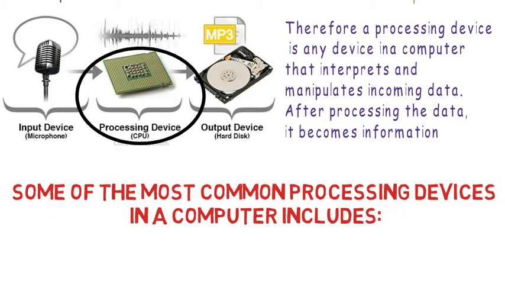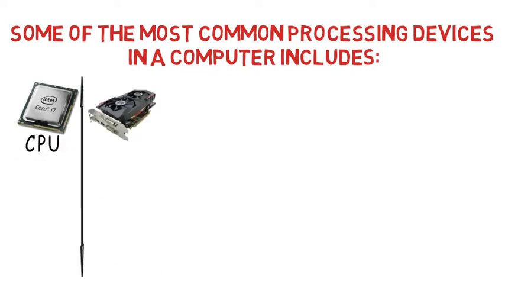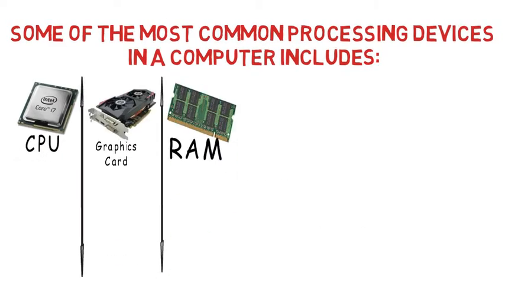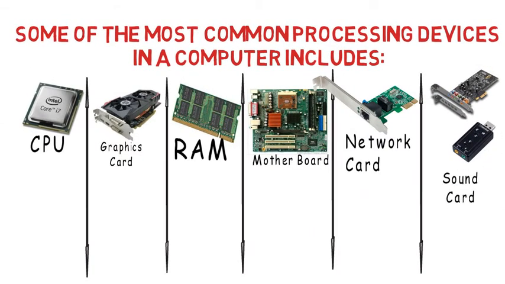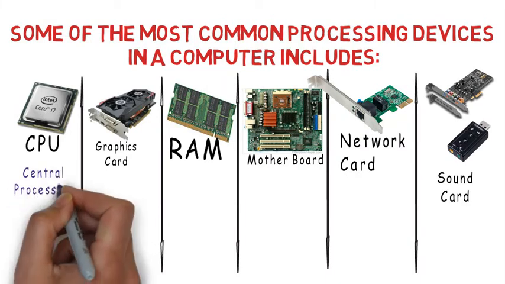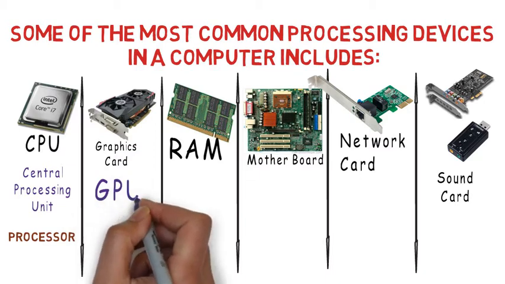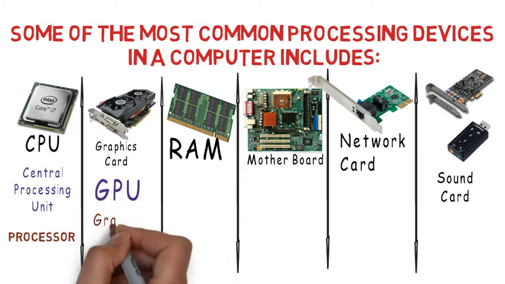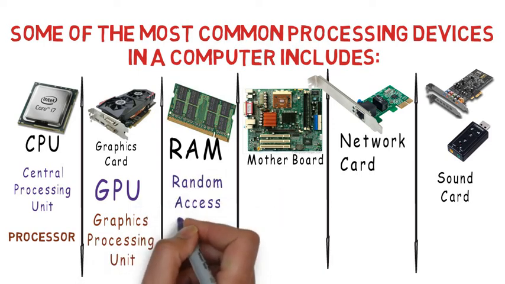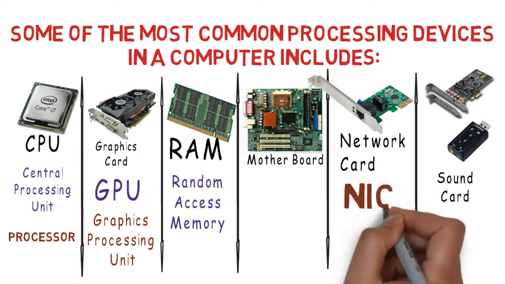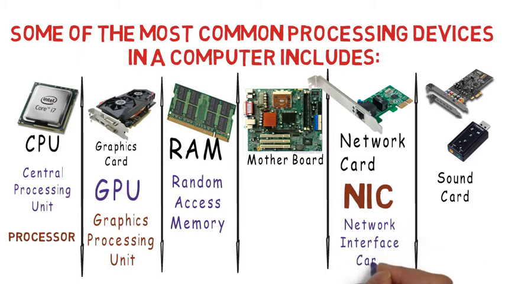The most common processing devices in a computer include the CPU, the graphics card, the RAM, the motherboard, network card, sound card. It is imperative to note that the CPU is also called the central processing unit, or better still, the processor. The graphics card is also called the GPU, or the graphics processing unit. The RAM is also known as the random access memory. The network card is also known as the NIC, or better still, the network interface card.